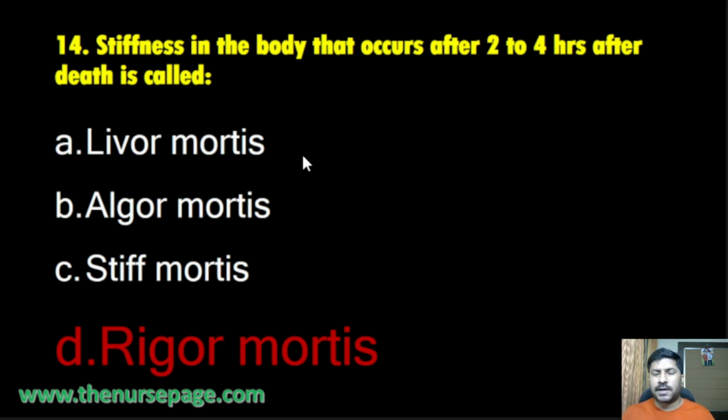And in rigor mortis, the stiffening of the body, there is a process. First is primary relaxation, then rigor mortis, then secondary relaxation. These are the 3 steps involved after the death.